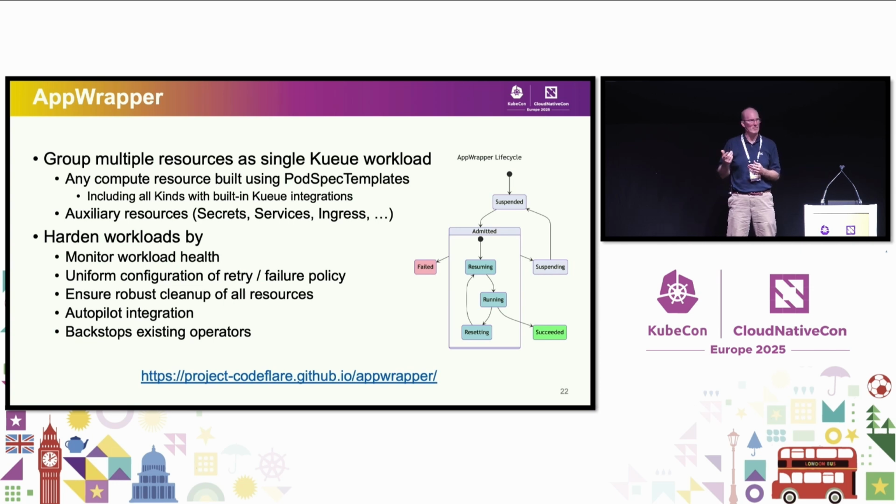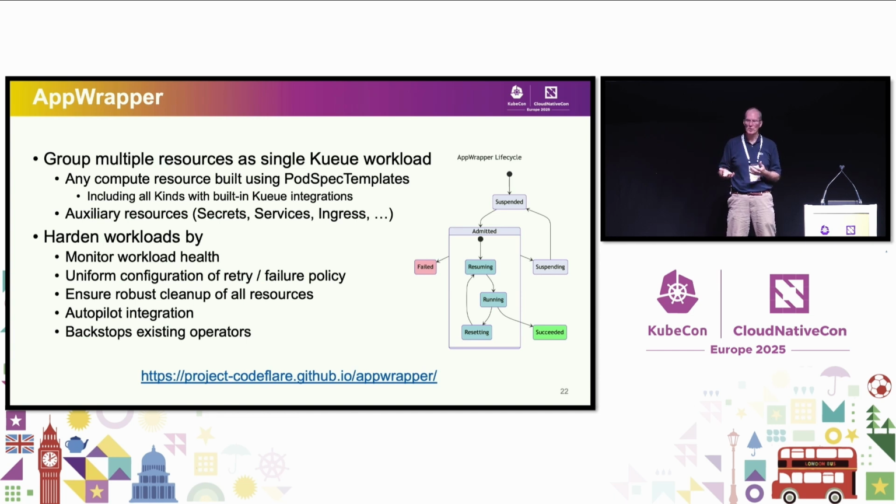So AppWrapper implements the Kueue suspension protocol, sort of our lifecycle diagram on the right there. They start out suspended if Kueue is supposed to manage them. When Kueue admits them, we realize that. The controller then goes through an internal lifecycle, which we're going to talk about a little bit later, to actually create the resources. And if it gets preempted, it'll be suspended and take those resources back.